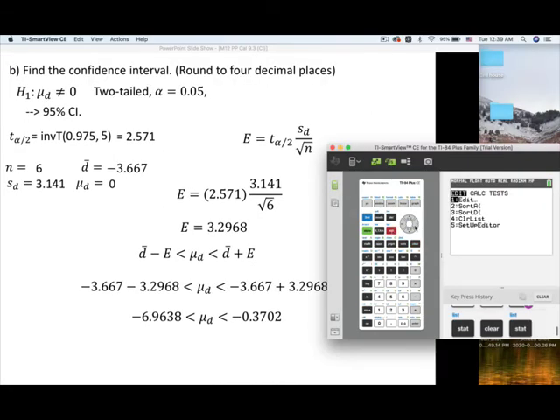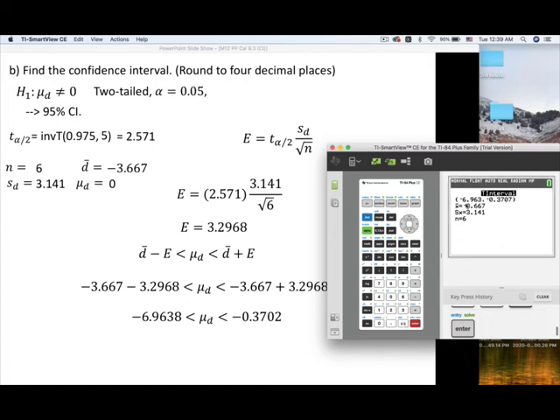Go to STAT, go to TESTS, choose the T-Interval, enter. So we have the statistic summary. The mean will be negative 3.667. Sample standard deviation 3.141. Sample size, we have a 6 in here. And we are working on 95%. Go to Calculate.